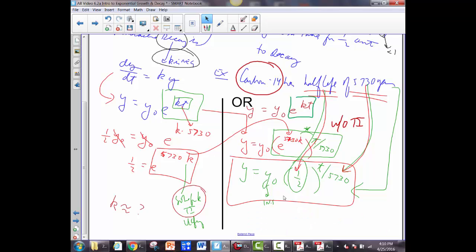Now your equation would be just y equals whatever the initial amount is times 1 half to the t over 5730. You might remember this from Algebra 2 and Pre-Calc. They would give you the formula. I don't know if you ever noticed that when they talked about half-life, there'd be the number 1 half here, and that's why.